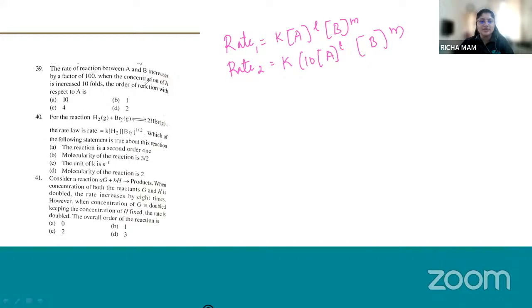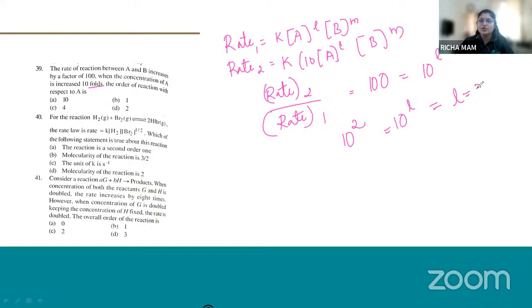The concentration of A is increased by 10 folds, and hence the rate increases by a factor of 100. So we'll just divide equation 2 by 1. The rate of 2 over the rate of the first equation is 100, which is 10 raised to l. What is 10 raised to l? 100 is nothing but 10 raised to 2, because 10 squared is 100. So l is 2. So it is option D.